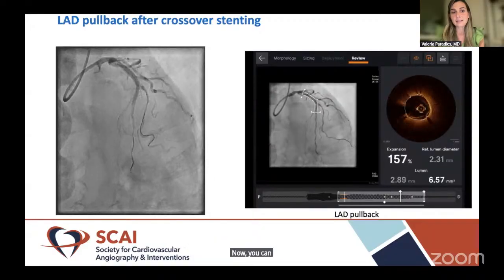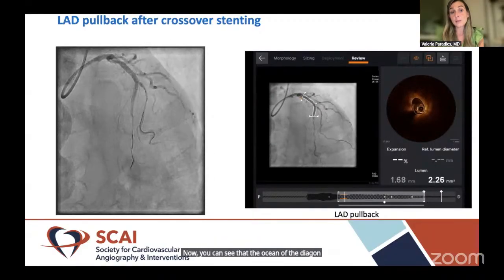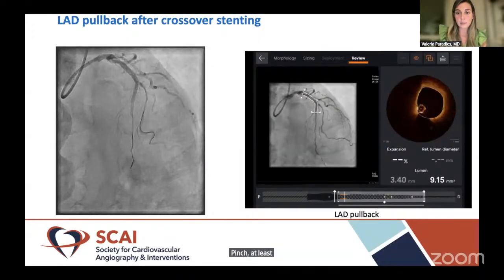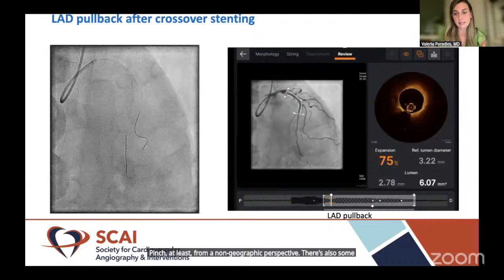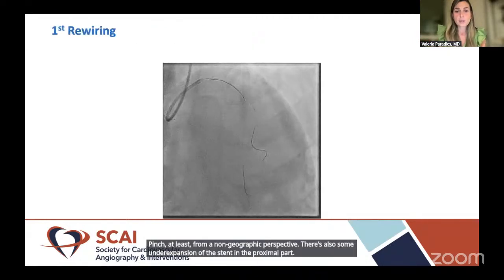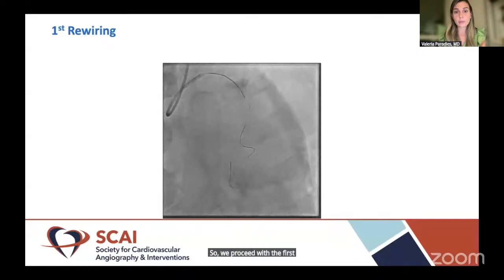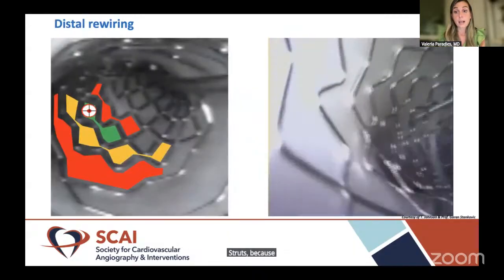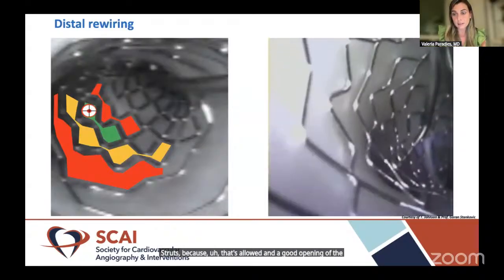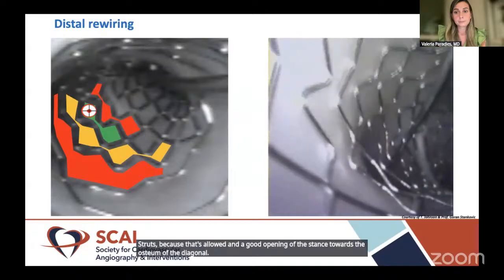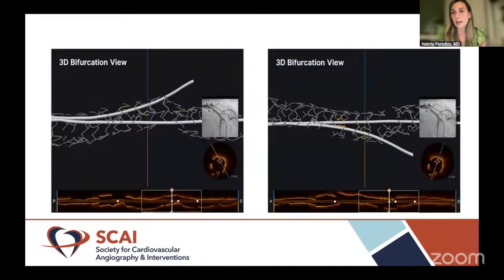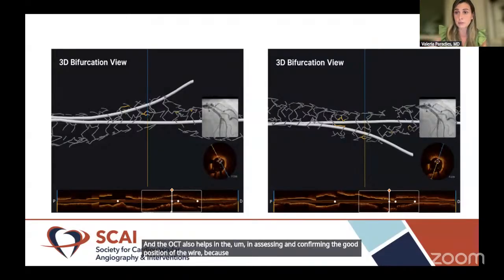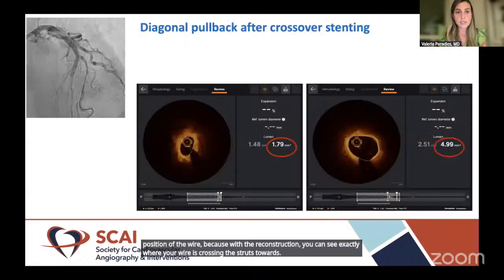Now you can see that the ostium of the diagonal looks a bit pinched, at least from an angiographic perspective. There's also some under-expansion of the stent in the proximal part. So we proceeded with the first rewiring. As you know, you always try to go for the more distal struts, because that allows a good opening of the stent towards the ostium of the diagonal. And the OCT also helps in assessing and confirming the good position of the wire, because with the reconstruction you can see exactly where your wire is crossing the struts towards the side branch.